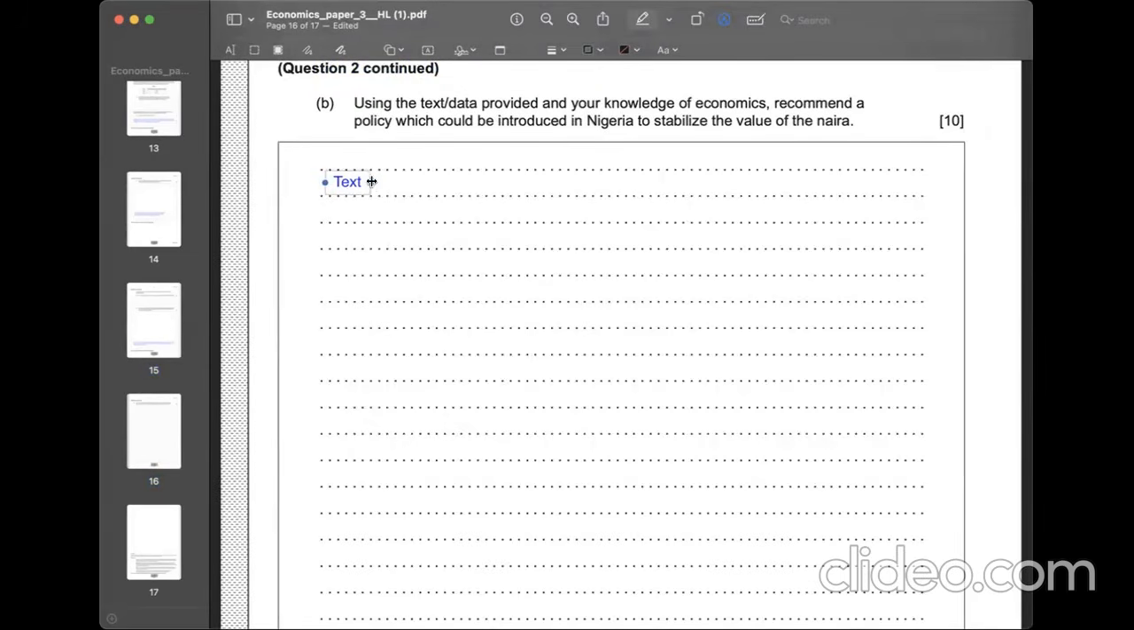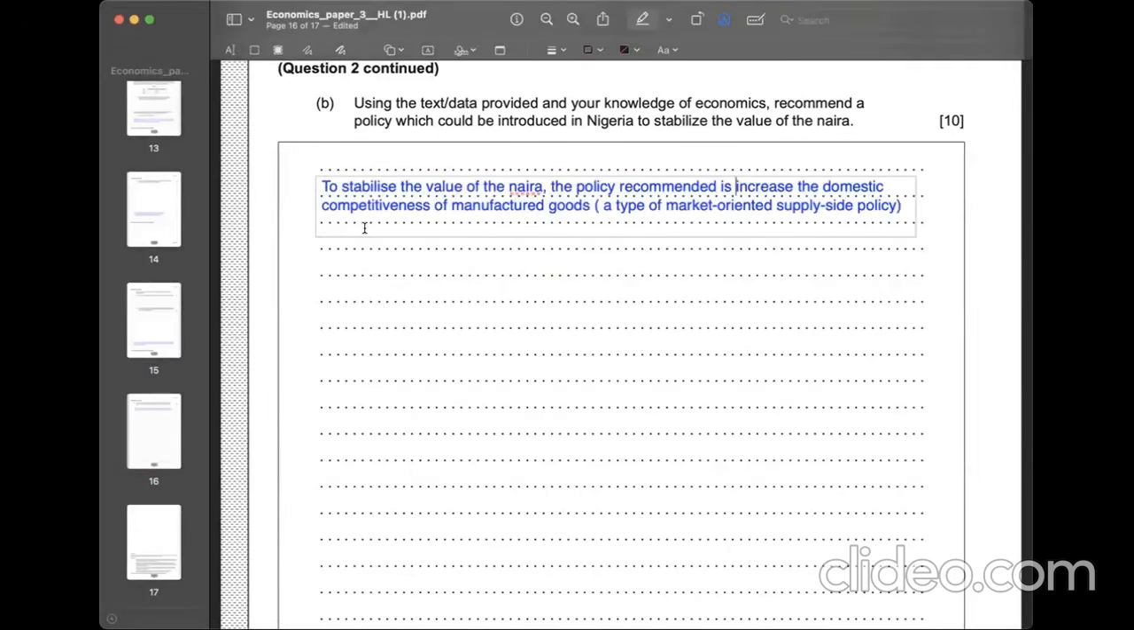We have arrived at the very last question, which is asking us to recommend a policy which could be introduced in Nigeria to stabilize the value of the Naira. Okay. To stabilize the value of the Naira, the policy that I recommend is to increase the domestic competitiveness of manufactured goods. Which means I would like to recommend the government to conduct a type of market-oriented supply-side policy so that the Nigerian domestic firms and domestic industries can be more competitive and more productive, especially within the manufacturing industry, rather than the primary sector industry, such as oil or things like that.